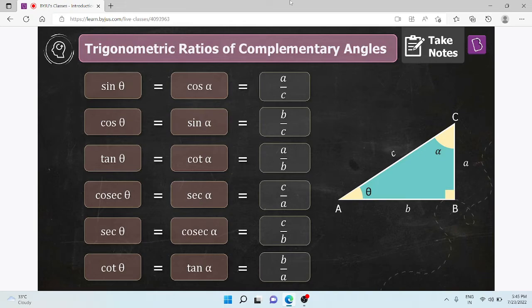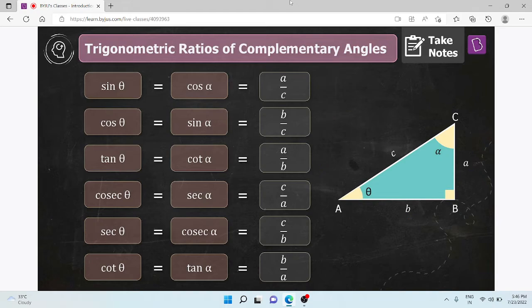Okay, so students, it means that for a right angle triangle, if angle B is of 90-degree measure, in this triangle, if this angle is theta, we can say that BC is the opposite side and AB is the adjacent side. So for this angle theta, we can find the value of all six trigonometric ratios: sine, cos, tan, cot, sec, cosec. Sine theta will be equal to opposite side by hypotenuse, A by C. Cos theta will be equal to B by C. Tan theta is equal to opposite side by adjacent side, A by B. And in the same way we can find cosec, secant, cot theta also.